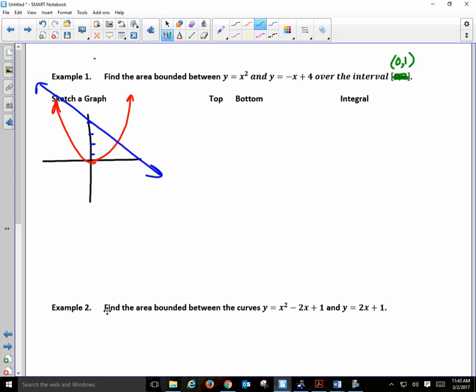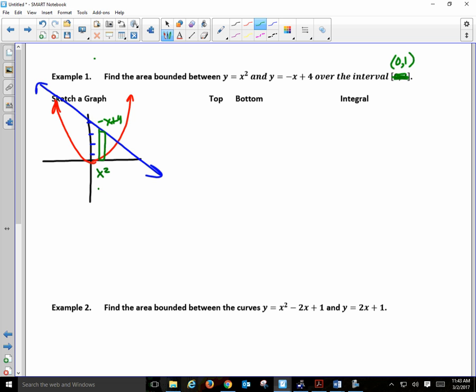All right. What is the top function here? What is the function that's on top? If I draw my rectangle right here, you can see that this is the top function, negative x plus 4, and the bottom function is x squared.